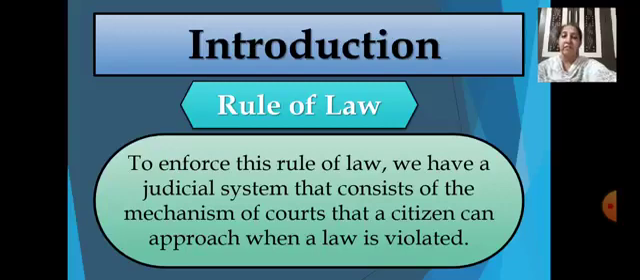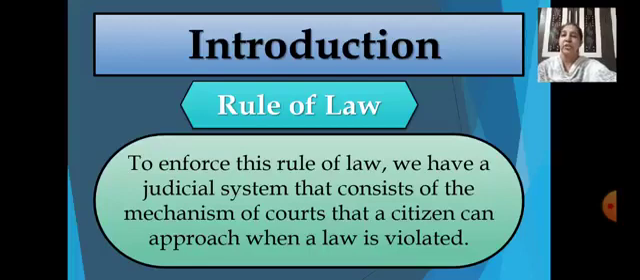To enforce this rule of law, what is there to enforce? First I told you about the rule of law. What is that rule of law? That laws apply equally to all persons, correct? But enforcement is a must. The law has been made, but unless and until the enforcement has been done, how will it be practically experienced? So to enforce this rule of law, we have a judicial system that consists of the mechanism of courts that a citizen can approach when a law is violated.